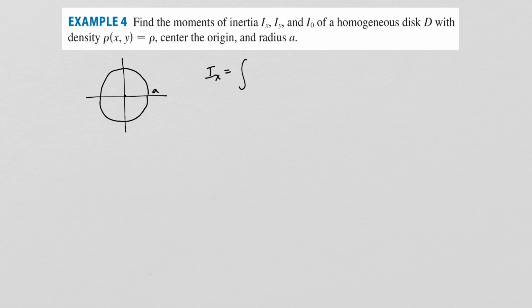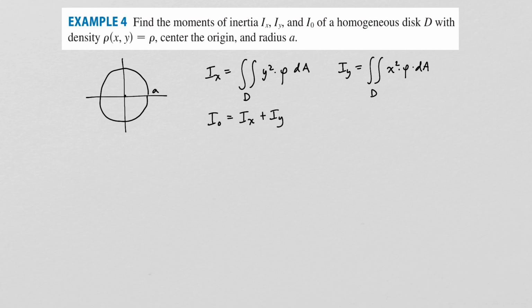Ix is going to be the double integral over this region, y squared times rho times dA. Iy is the double integral over the region, x squared times rho times dA. And then we'll just add these together, and that will give us the moment of inertia about the origin. So we're just going to do Ix plus Iy. All right, let's go ahead and set these up.